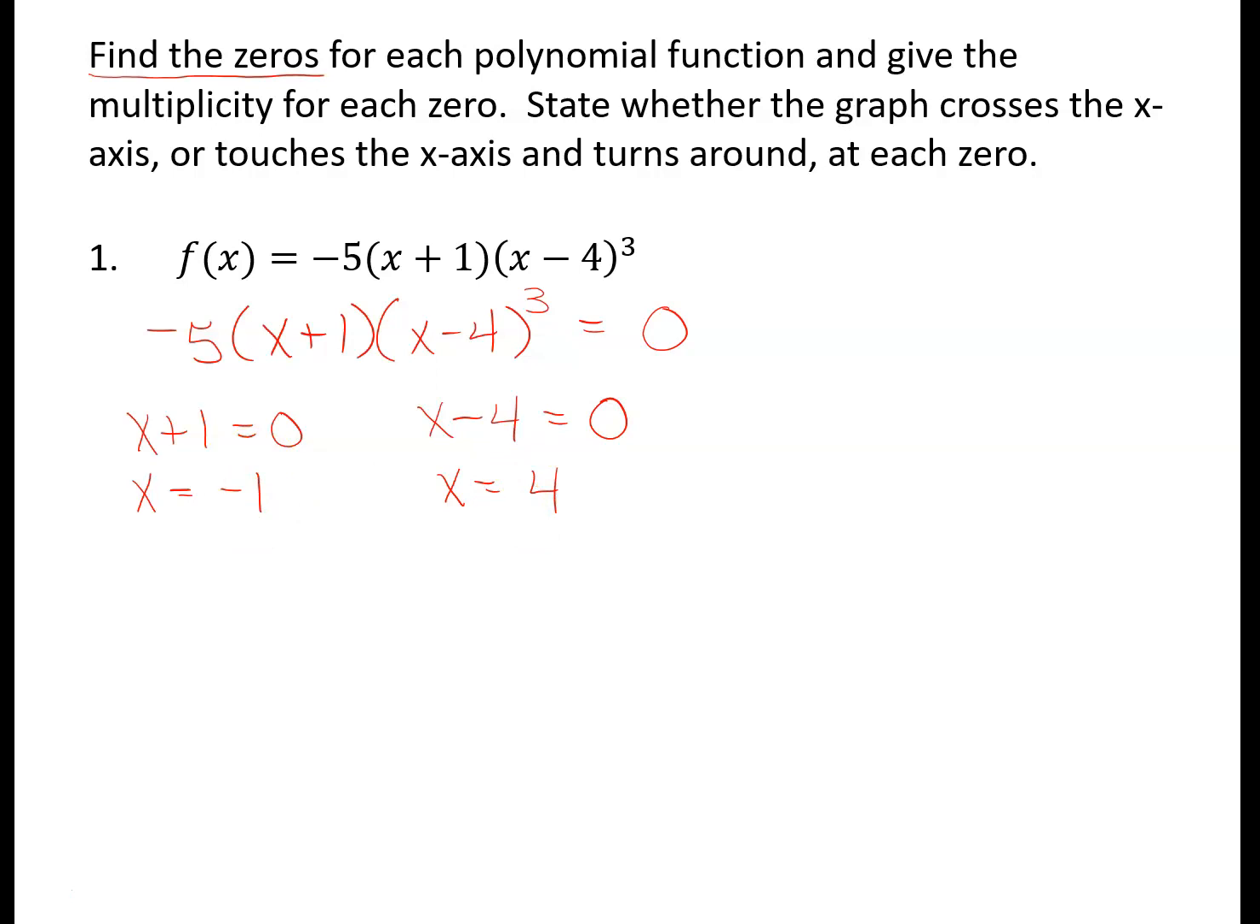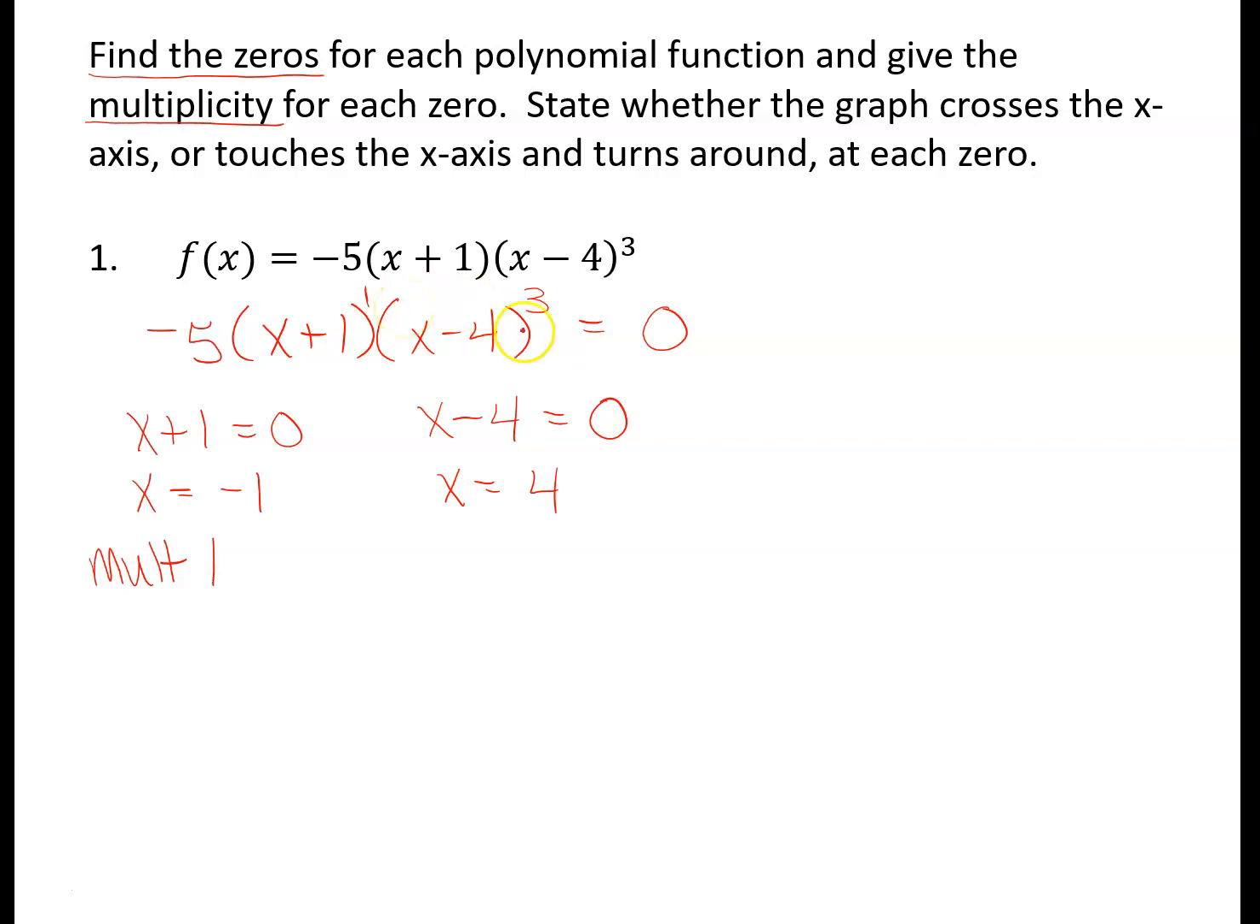Now, it wants us to give the multiplicity. So we'll just abbreviate that. The number of times that answer occurs, and we can determine that by looking back at my factors. Well, there was only one x plus 1. You can't see it, but there's an invisible 1 as your exponent there. So this has multiplicity 1.